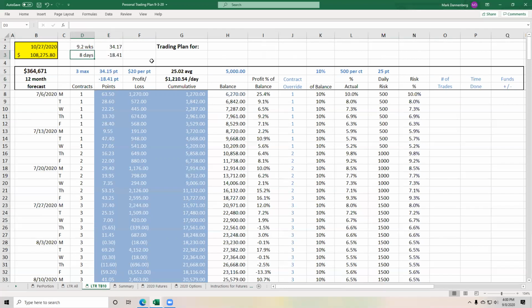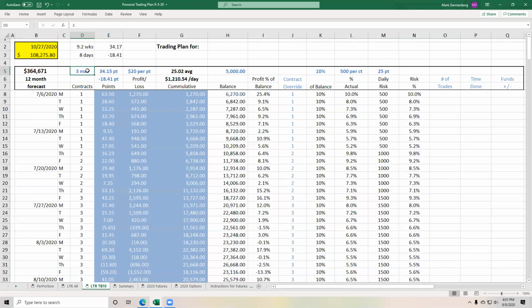We're just partially into week 9. We've had 8 losing days in 9 weeks, not a full 9 weeks. So, sorry, not a full 10 weeks. So I'm going to leave that alone. That's actually ending up being a conservative forecast. I'm going to leave the number of contracts at 3.